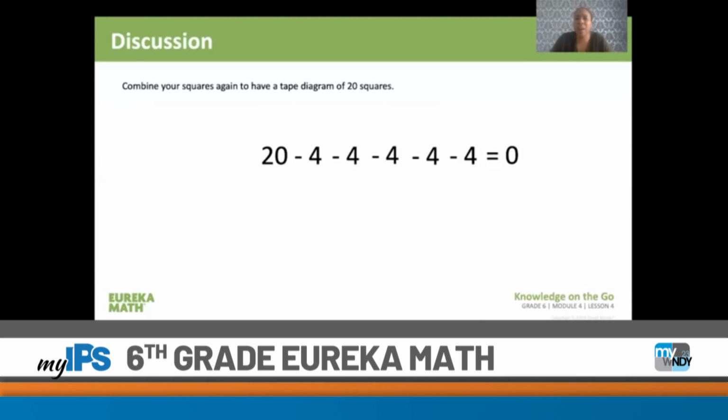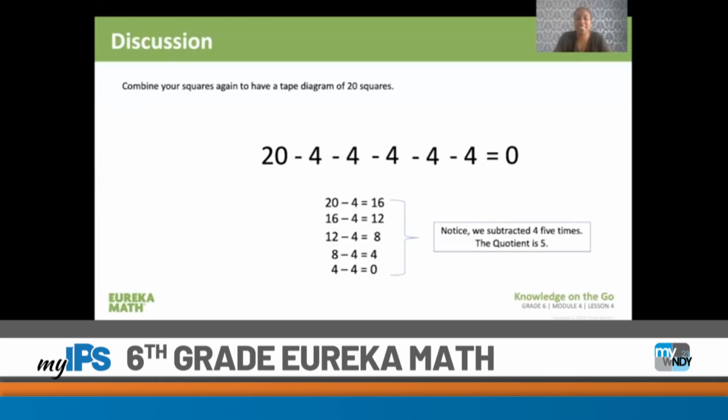Now let's take a look at the process we used to get to 0. How many times did we subtract 4 to get to 0? 20 minus 4 equals 16. 16 minus 4 equals 12. 12 minus 4 equals 8. 8 minus 4 equals 4. And 4 minus 4 equals 0. Notice we subtracted 4 5 times. The quotient is 5.